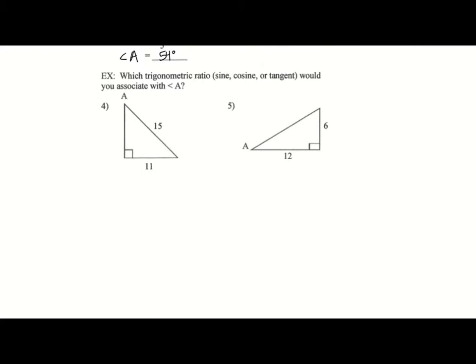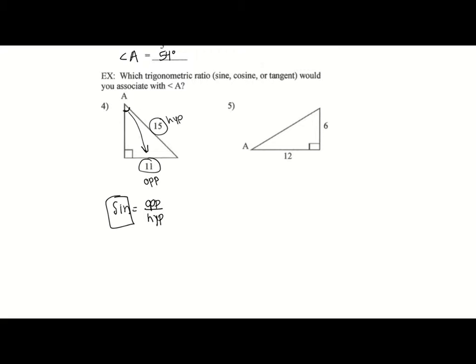Okay, our next example asks which trig ratio, sine, cosine, or tangent would you associate with angle A? So if angle A is right here, I see that I have my hypotenuse, and this side is opposite A, so this is my opposite side. If I have the hypotenuse and opposite, I would use sine because my sine is opposite over hypotenuse. So my answer here, sine.